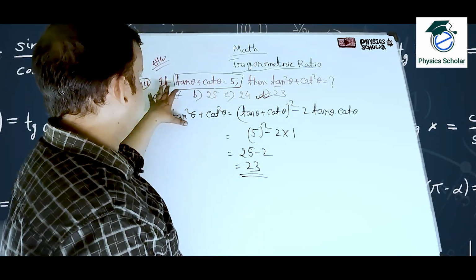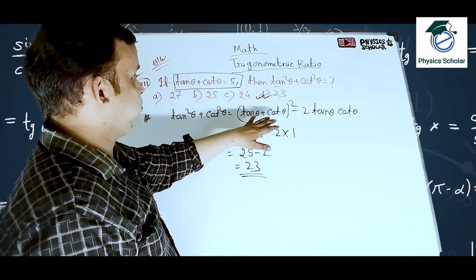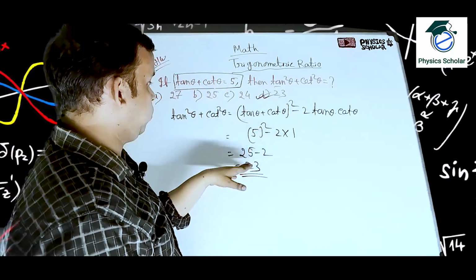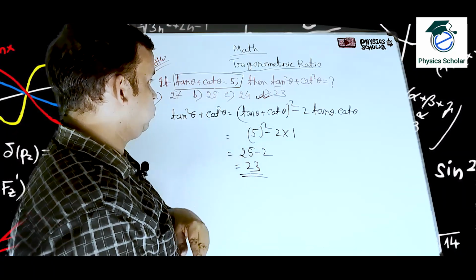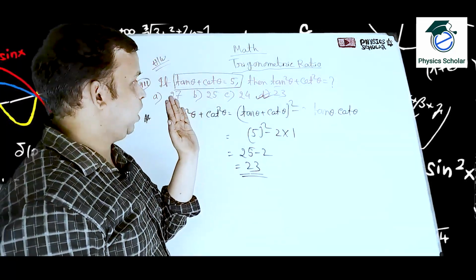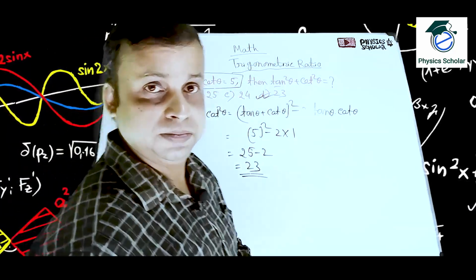So very easy. The formula for a square plus b square is a plus b whole square minus 2ab. So a plus b means 5. 5 square minus 2 into 1, so 25 minus 2 is equal to 23. Hope you have understood this sum. So now quickly move to the next one.